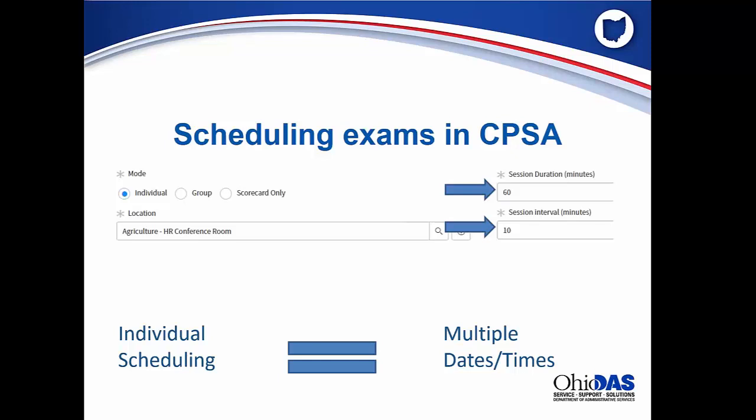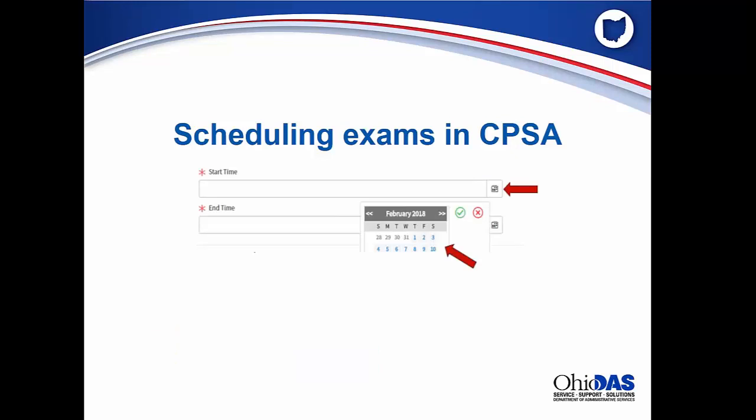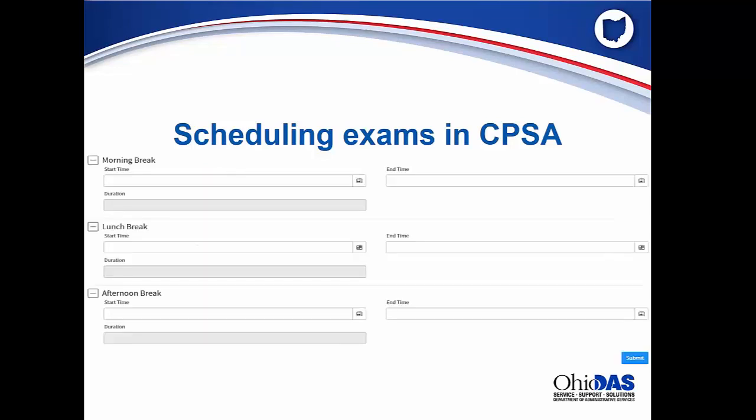Regardless of which one you're using, and I'm going to move forward with group scheduling, you would want to enter a start time, and you click and the calendar pops up that allows you to pick the date and time, and you'd fill this out for both the start and end times. Underneath that, you would also be able to set your morning, lunch, and afternoon breaks if you decide to enter those, although they are optional. And then when you're finished, you just click the blue submit button.